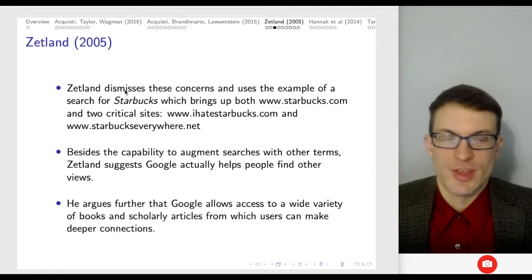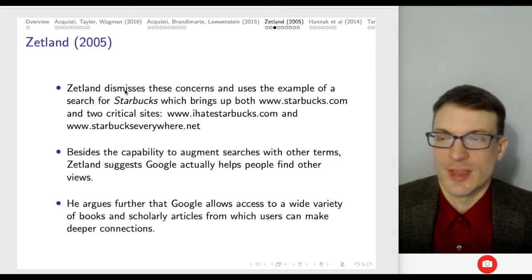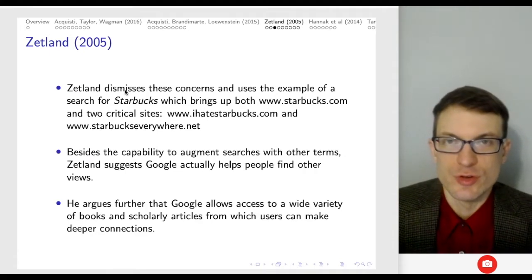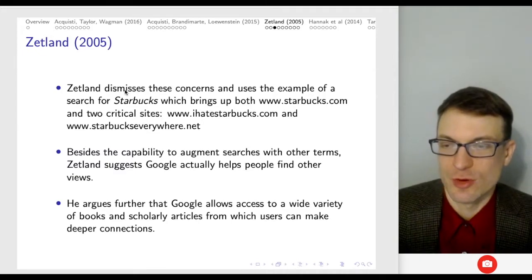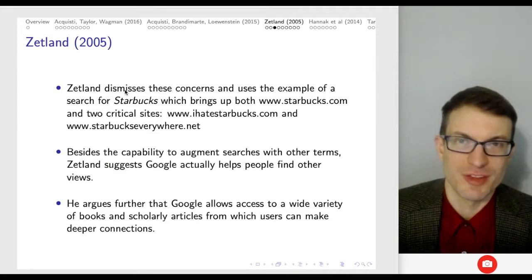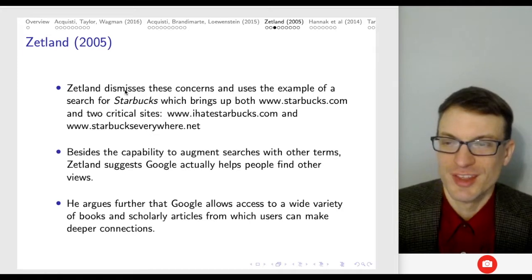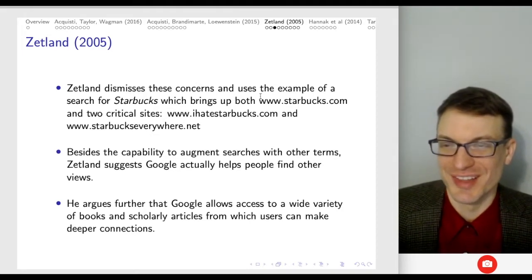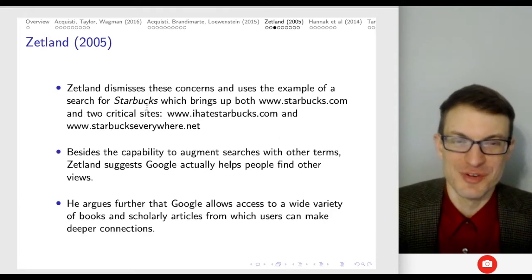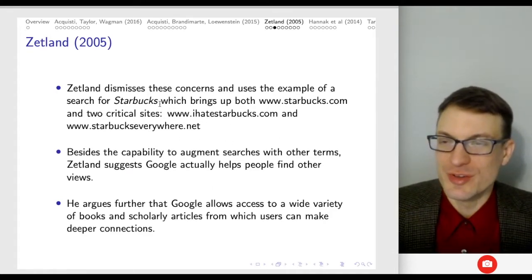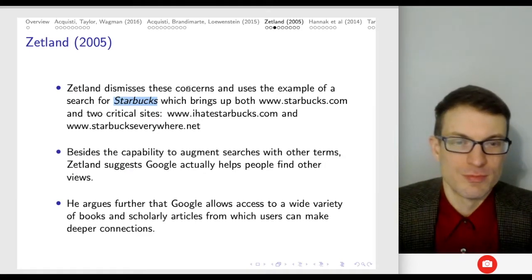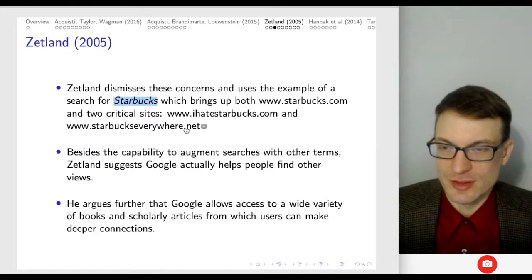Anyway, Zetlin thinks about the example of Starbucks and considers the fact that if you Google Starbucks, you come up with the main Starbucks site, the corporate site, but then you also come up with some sites that are critical of Starbucks. Now, I wonder to what extent this might have just been that Zetlin was Googling a lot of anti-Starbucks stuff. Who knows? You can go and Google Starbucks now, and you get the Starbucks site, and actually these two don't come up anymore.